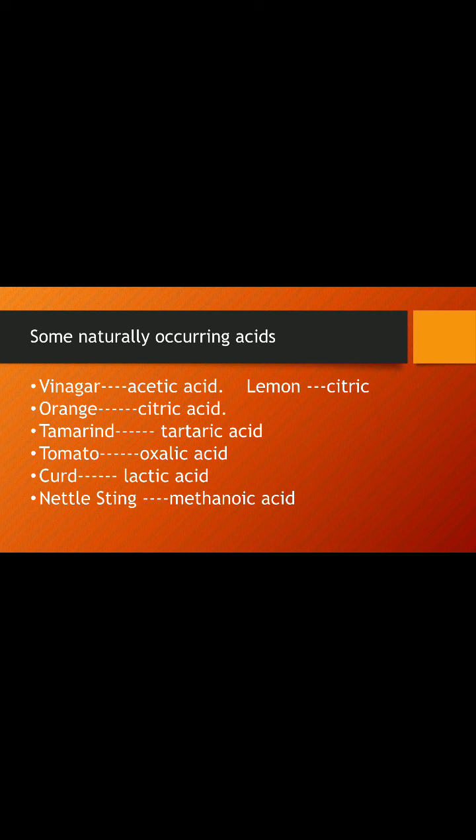Here are some naturally occurring acids which are usually used in homes, in the kitchen especially. The vinegar, that is acetic acid, is used for cooking as well as to store pickles. And the orange fruit consists of citric acid. Again, it is a naturally occurring one. Tamarind consists of tartaric acid. That is why when you eat tamarind, you get a sour taste. That is due to tartaric acid.